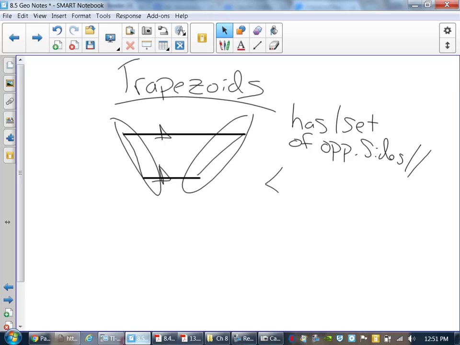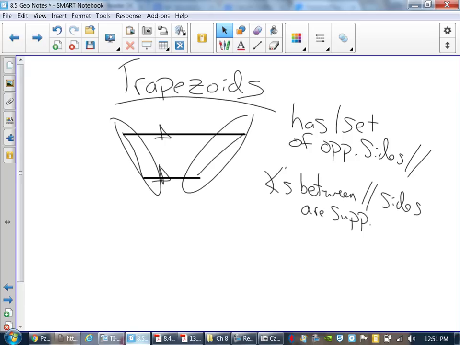So angles between parallel sides are supplementary. It's not technically a property that you see written out a lot of times, but I like to write it out for you because I know you're going to use it, whether it's in a homework problem or a quiz. You see that part of it pretty regularly. Okay. Does that make sense, though?